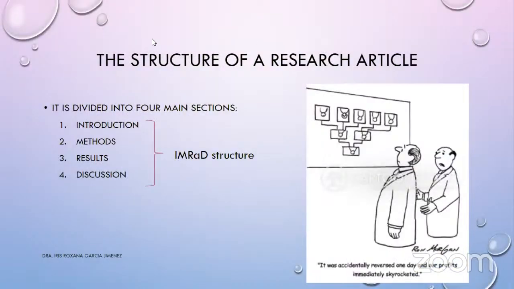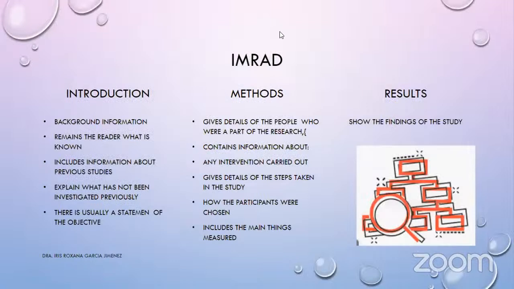When we talk about its structure, we must consider these 4 parts that are very important, these 4 sections. The IMRAD structure, I mean introduction, methods, results, and discussion. If you have these 4 sections, you can say that your article is well done, is correct. About the IMRAD, let's consider the characteristics of each one.